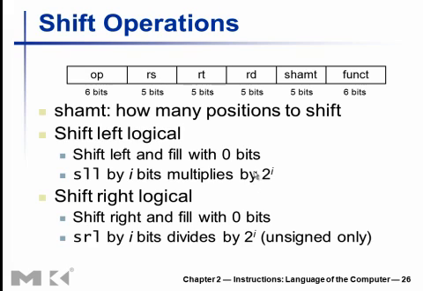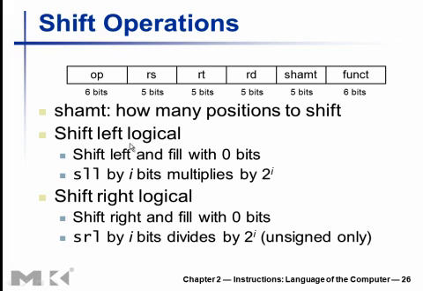Shift operations. The shift instruction has this format: the opcode, then RS, RT, RD, each of which contains 5 bits, then the shift amount of 5 bits, and then a function field. The shift amount depends on how many positions to shift. It can be up to 2 to the 5 minus 1, which is 31 bits, because 5 bits can represent 0 to 31.